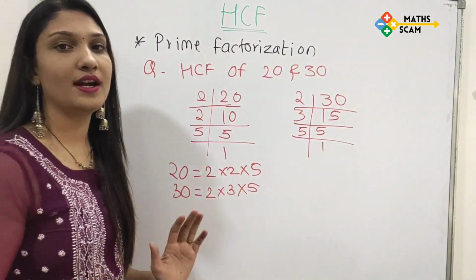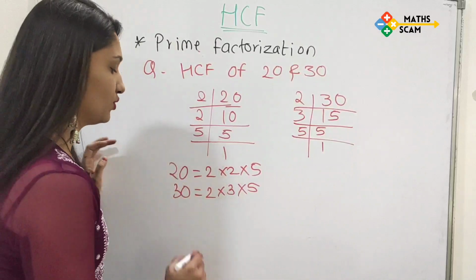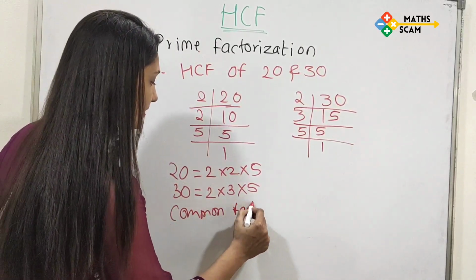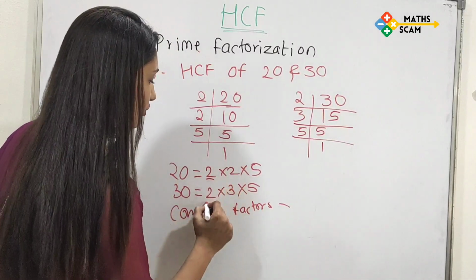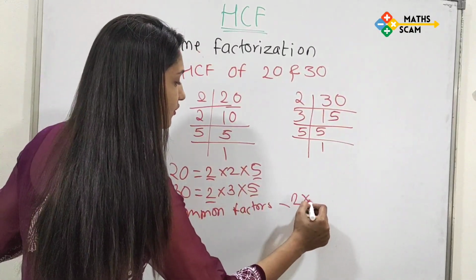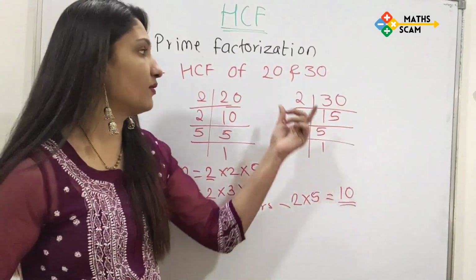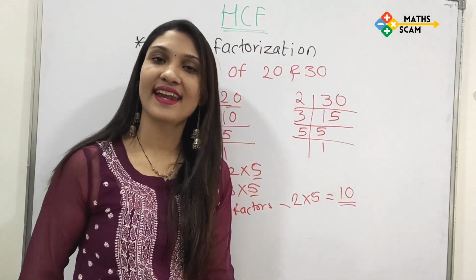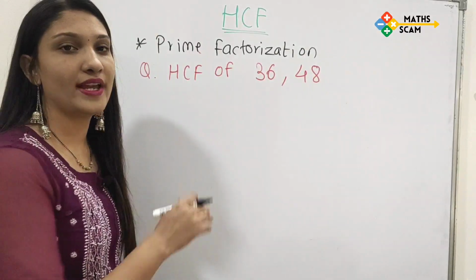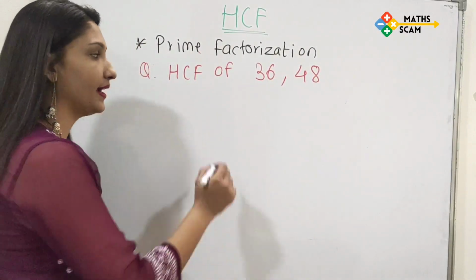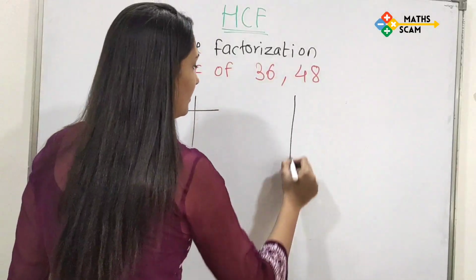Okay, so here again we need to find the common factors. The common factors will be 2 and 5. So 2 into 5 is 10. So the HCF of 20 and 30 is 10. Okay, so the next question is to find the HCF of 36 and 48. So first draw like this.